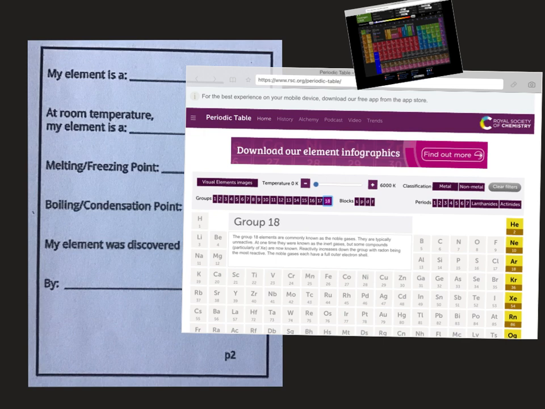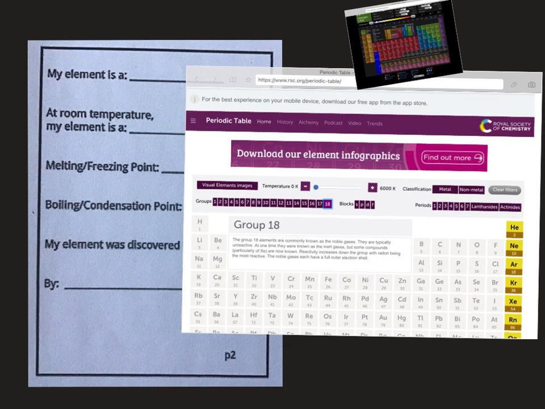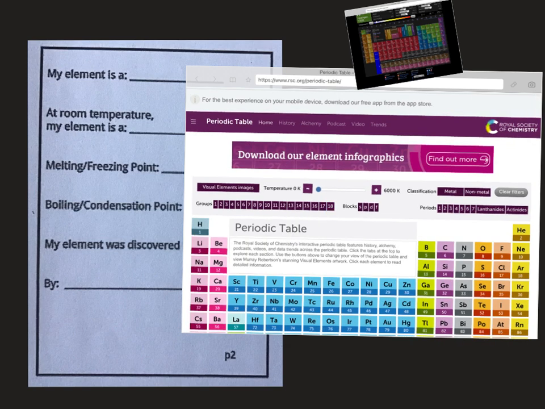All right, next, you're going to try to figure out what your element is at room temperature. That's because depending on the temperature, any element can be a solid, a liquid, or a gas. If you add enough heat to even gold, it will vaporize and turn into a gas. So this is another good use of this table. I'm just going to refresh this so we can go back to the normal view.